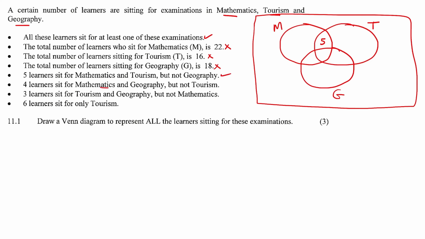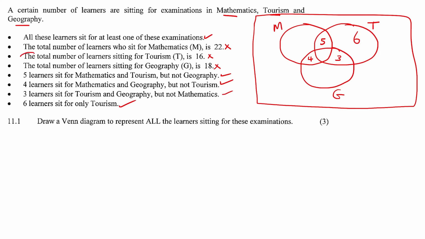So 4 learners do maths and geography, but not tourism. Okay, so maths and geography, so we're going to put a 4 over there. 3 learners do tourism and geography, so we put a 3 over there. And then 6 learners sit for only tourism, so that means we can put a 6 over there. Now here's where it all comes together.